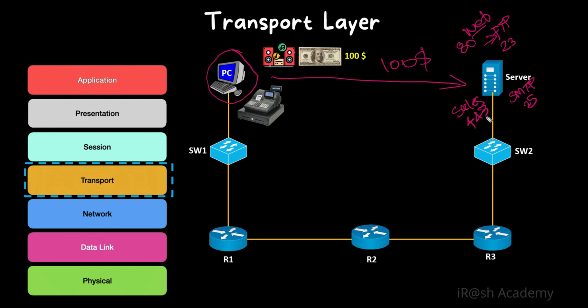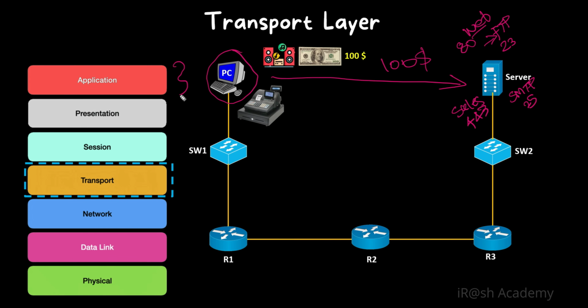And who is deciding that the destination is 443? It is decided by the application itself. So the application developer configured the application to communicate with port number 443 at the destination. So this is how each service is separated from each other with the help of a port number.